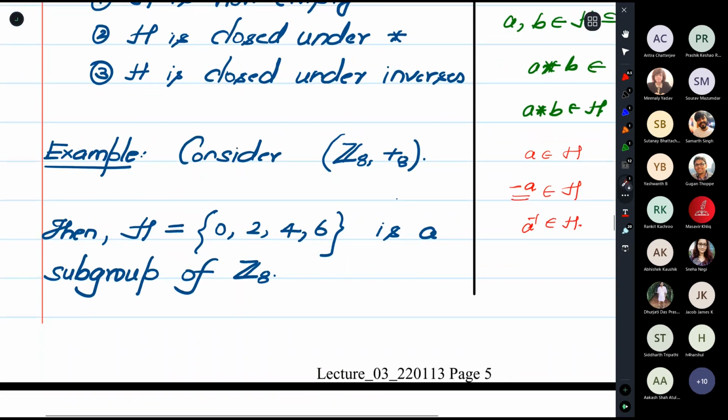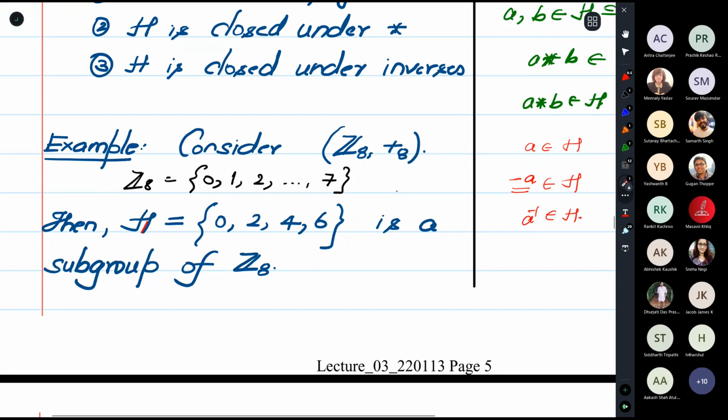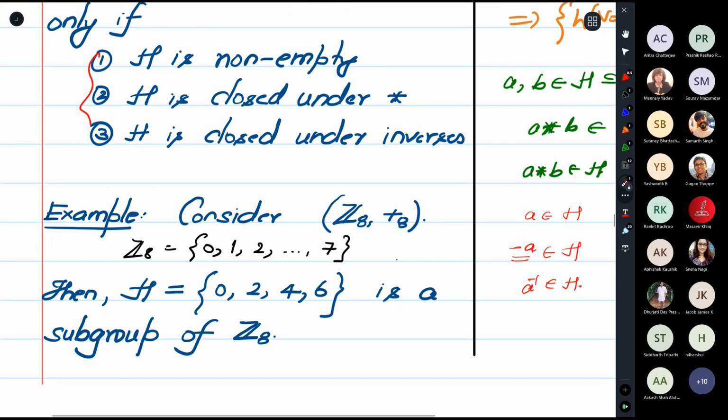Okay, so now let's look at some examples of subgroups. Here is a group that has been given to us. This is Z8 with addition mod 8. I hope you are able to see that Z8 is made up of the elements 0, 1, 2, all the way up to 7. These are the different elements that are present in Z8. Now let's look at a subset of Z8, which is H equal to {0, 2, 4, 6}. These are the four elements that are part of H. One can verify that H satisfies all these three properties, and indeed, because it satisfies these three properties, it is a subgroup of Z8.